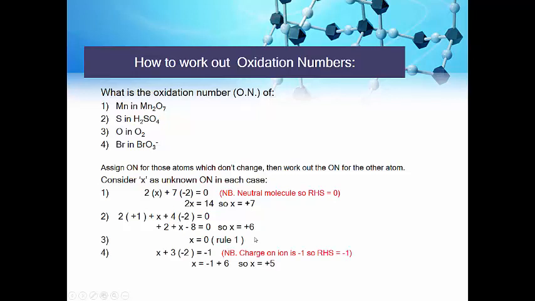Now looking at 3, we've got oxygen in O2. O2 is in its elemental form, so therefore oxygen must be 0. That's our first rule. And now we've got bromine in BrO3-.